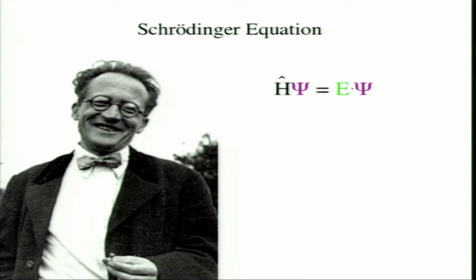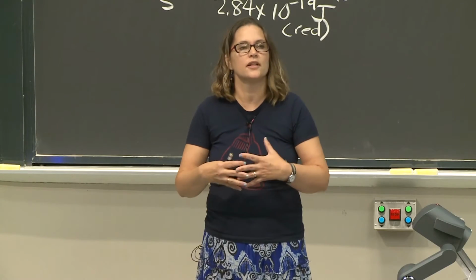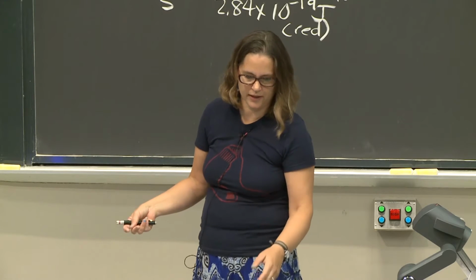So here's the simplest form of the equation that you will probably ever see. And so we'll just define some of these terms. We have wave function psi, and over here E is the binding energy, and that's the energy of binding an electron to a nucleus. And then H with a hat, we have our Hamiltonian operator. And in this course, you will not be solving this equation. We're just going to be talking about what sorts of things came out of this equation.